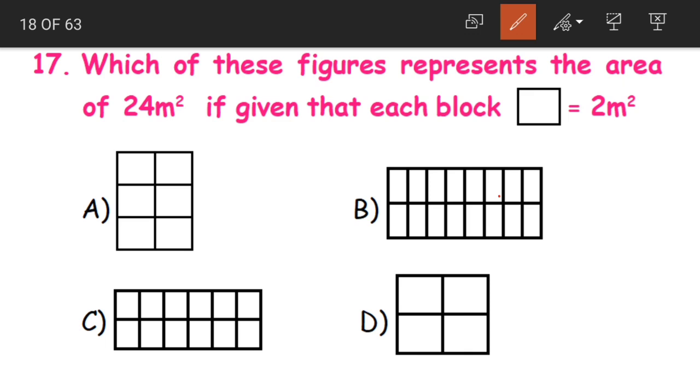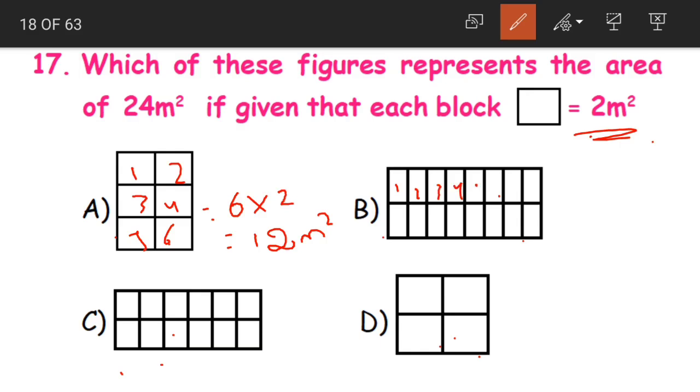See children, one way to do this is to find the area of all the figures. 1, 2, 3, 4, 5, 6. So the area would be 6 into 2, that is equal to 12 meters square. Yes or no? Number of squares into area of each square. For option B, 1, 2, 3, 4, 5, 6, 7, 8. These are 16 squares into 2 meters square, that is equal to 32 meters square. The area of the rectangle in option B is 32 meters square.